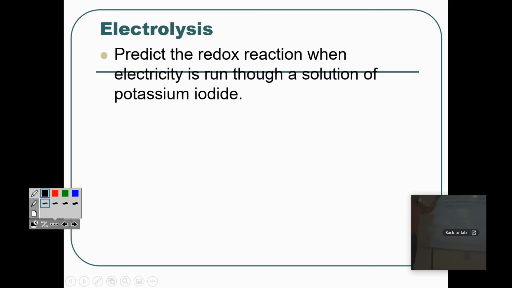Okay, so here we have the redox reaction when electricity is run through a solution of potassium iodide. Okay, so all we have is K+, I-, and water. Because there's no form of electrodes given there, we say we're going to have 2 carbon electrodes. Again, we don't have to worry about that, because we know that these guys are not going to give up electrons.